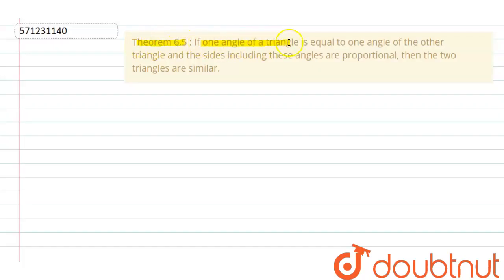Question is theorem 6.5. If one angle of a triangle is equal to one angle of the other triangle and the sides including these angles are proportional, then the two triangles are similar.